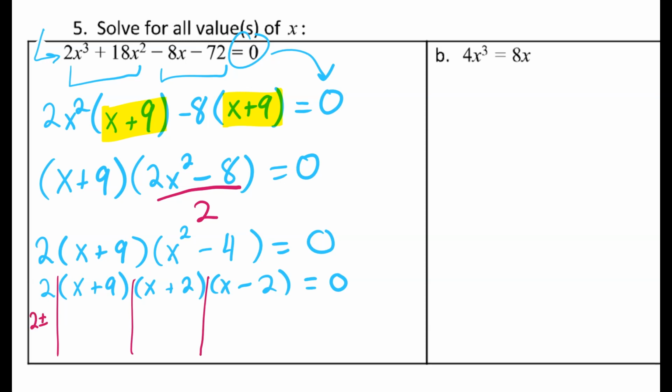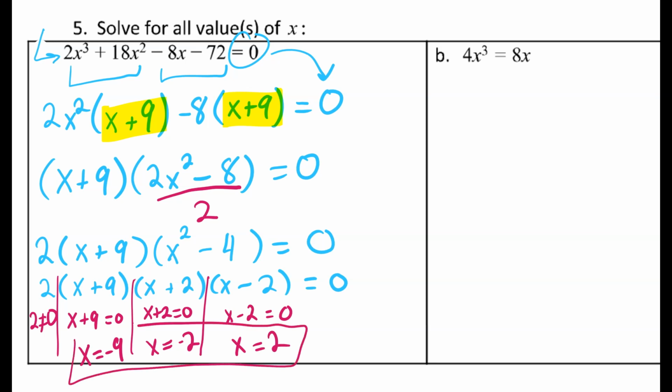I know 2 is never going to be equal to 0, so I don't need to worry about that case, but x plus 9 can be equal to 0, x plus 2 can be equal to 0, and x minus 2 can be equal to 0. If you rearrange these equations a little bit, subtract 9 on both sides to find that x equals negative 9, subtract 2 on both sides to find x equals negative 2, and add 2 on both sides to find x can be equal to positive 2. So these would be your three solutions to this original equation.